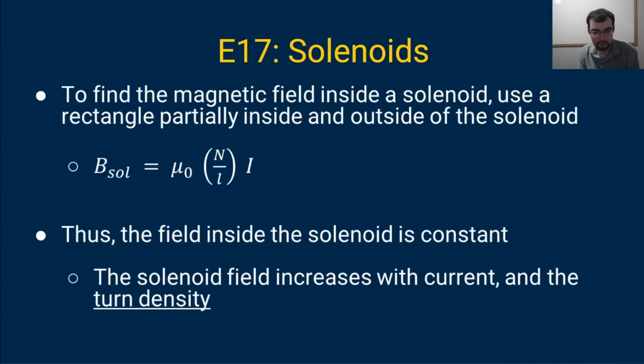Some features of the solenoid field. It's constant. We assume that B is constant inside a solenoid, and it just instantly drops to 0. And to increase your solenoid field, you've got to pump more current into it, or increase the turns per length somehow.